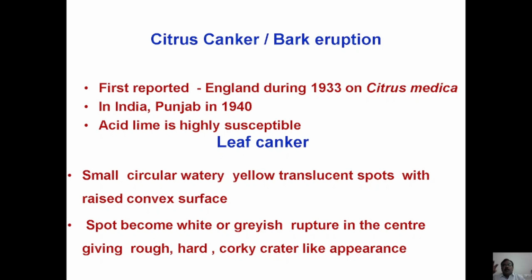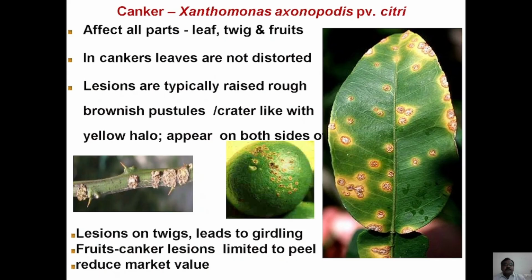Crater means the mouth of a volcano that is opening with a shallow depression. So such a type of appearance will be there at the top of the corky growth formed on the leaf as well as on fruits. And this disease is caused by the pathogen Xanthomonas axonopodis pathovar citri. The pathogen is known to cause symptoms on all parts of the plant, including leaves, twigs, fruits, thorns, etc.